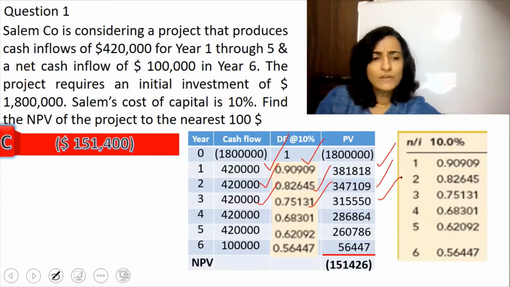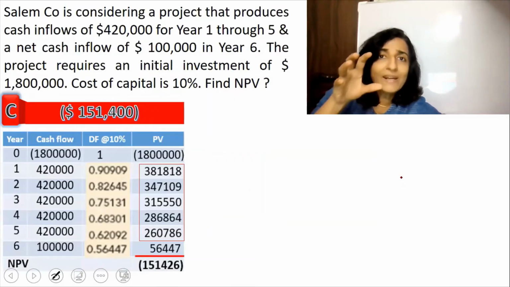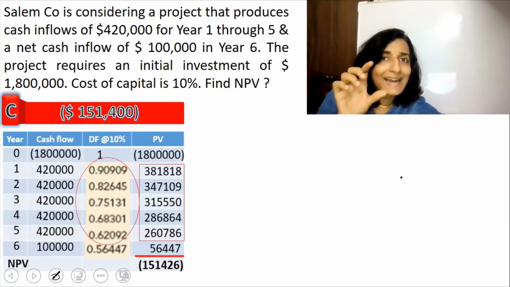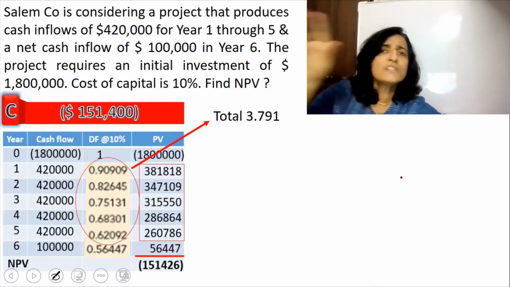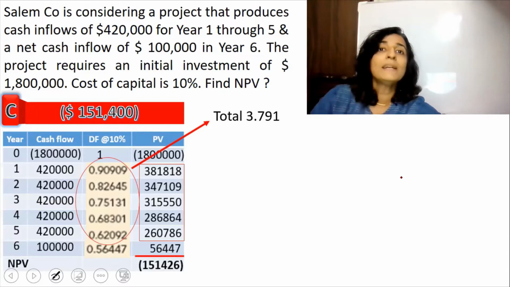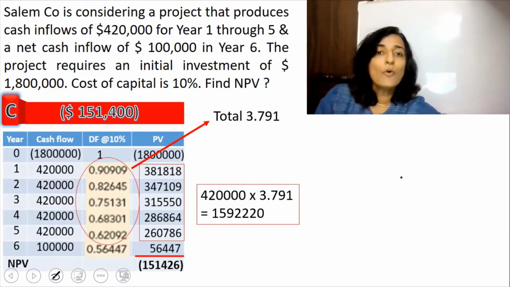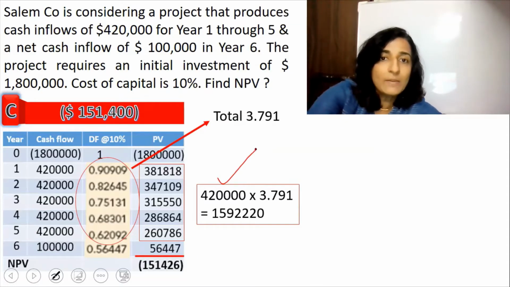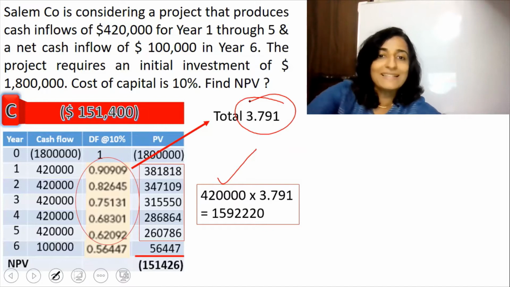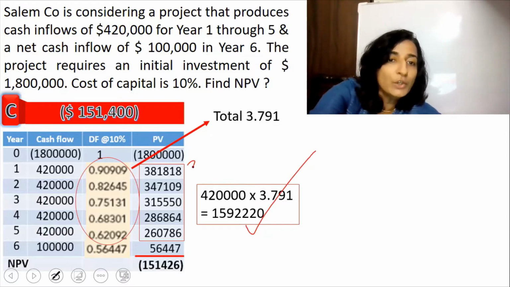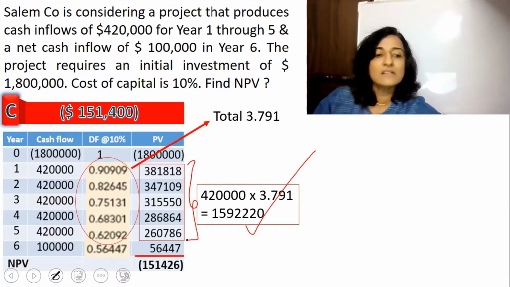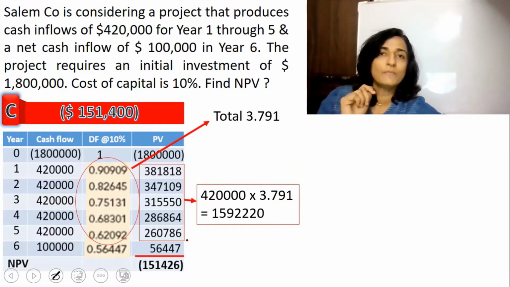Why should you do that? 420,000 is common, so we just add the present value factors. What is the total of these present value factors? Total is 3.791. Instead of individually multiplying 420,000 with the respective present value factor of each year, you just total the present value factors, and then in one shot, multiply with 420,000. You multiply with the total of the present value factor, that's 3.791, and you get the answer as 1,59,220. So in one shot, you get the total of all these figures. That is pretty easy.